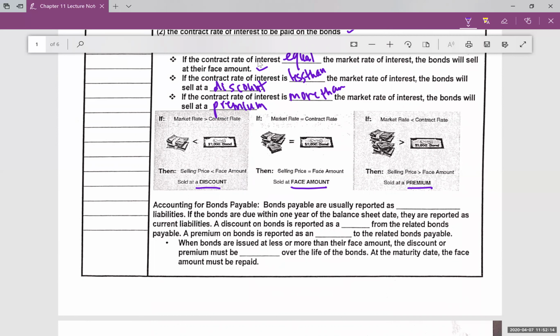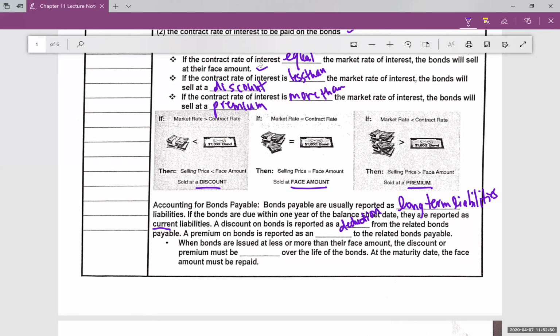Bonds payable are, first of all, usually reported as long-term liabilities on a corporation. So the corporation is going to have to pay these back. And if there is any current portion, like if the bonds are due within 1 year of the balance sheet, they're reported as a current liability. Now, if there's a discount involved, which we'll talk about here, a discount on the bonds is reported as a deduction from the related bond payable.